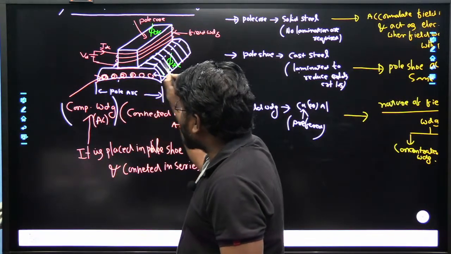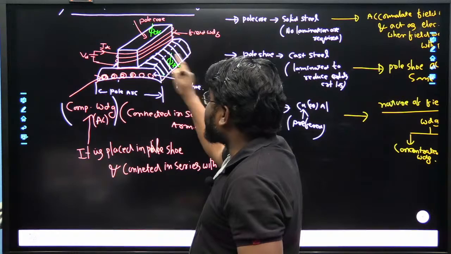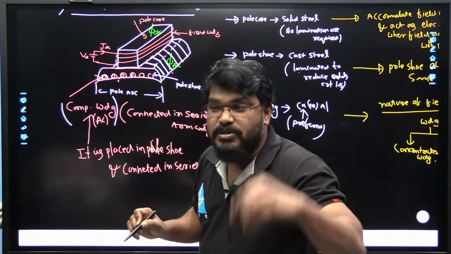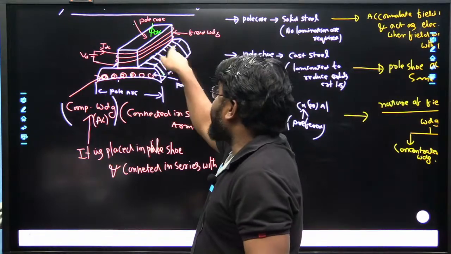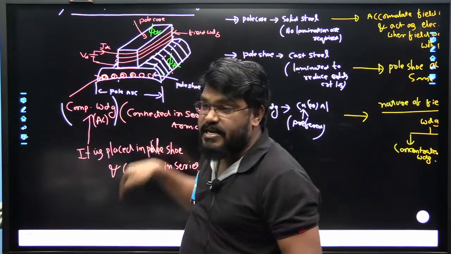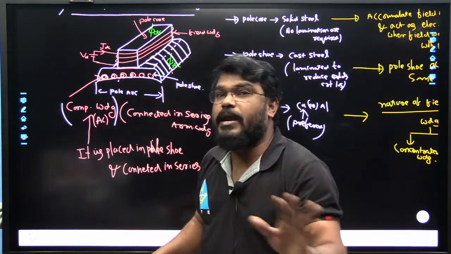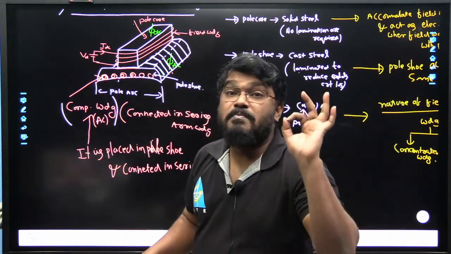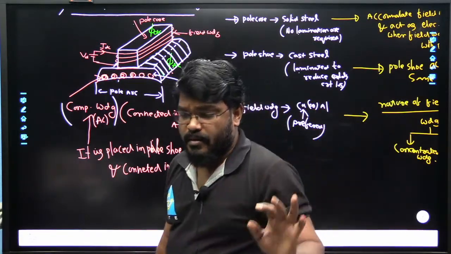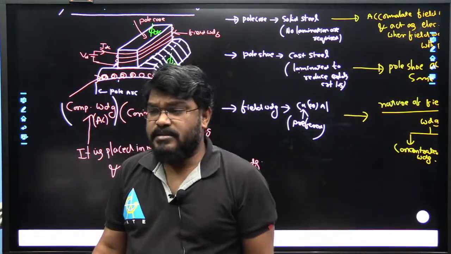So definitely, which flux is created here? AC flux. When the flux is AC, there is a possibility of eddy current losses. How do we reduce these eddy current losses? By laminating the core. But here the flux in the pole core is DC in nature, so there is no problem of eddy current losses. That's why no laminations are required in the pole core, but laminations are required in the pole shoe. Have you got it now?